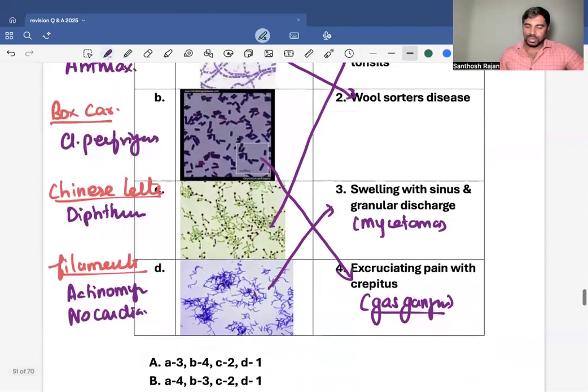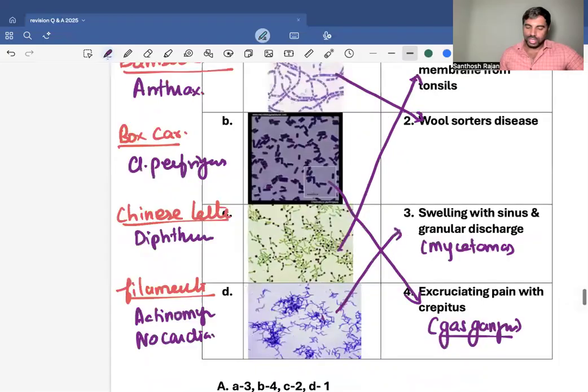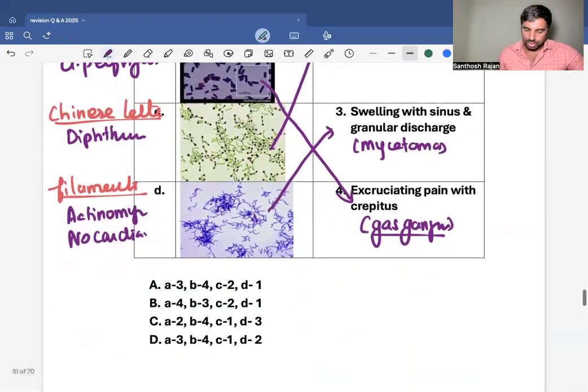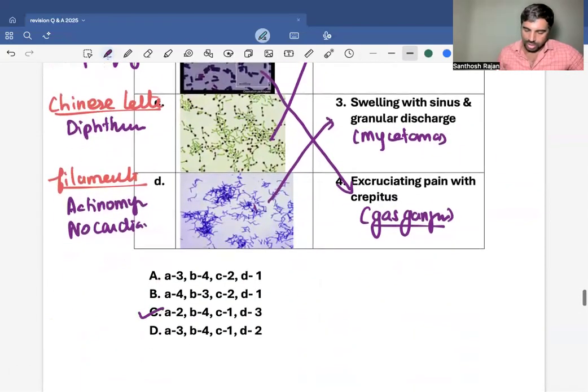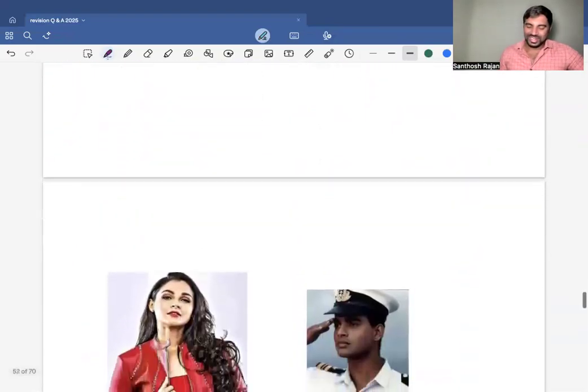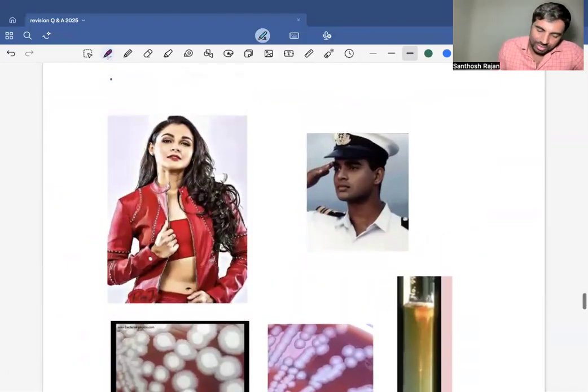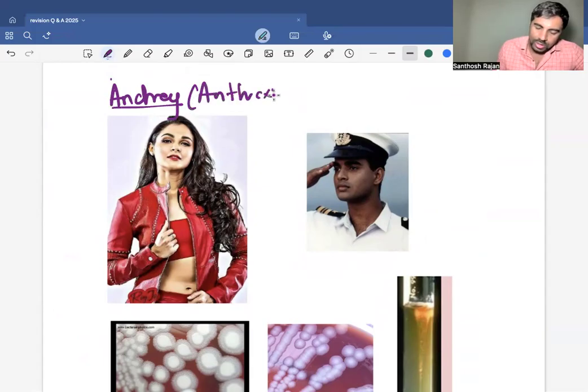So no mistakes in this. Your A is 2, B is 4, C is 1, and D is 3. Very good, we got it. See, the whole topic is finished. So this is the Andrea story, because I told you to remember Andrea. Andrea is a South Indian girl, and Andrea and anthrax sound similar. We already know the important thing is this.